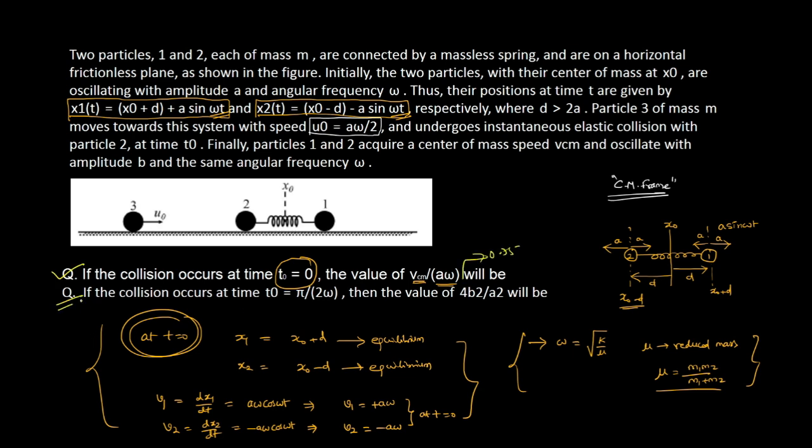Now let us come back to the second question. If collision occurs at time is equal to pi by 2 omega, so this is important, pi by 2 omega, then what is the value of, this is 4b square, this one typo error. Okay, 4b square by a square value they are asking, where b is the new amplitude. Okay, I will explain that part. So first of all, we will concentrate on the time. So this is the important thing.